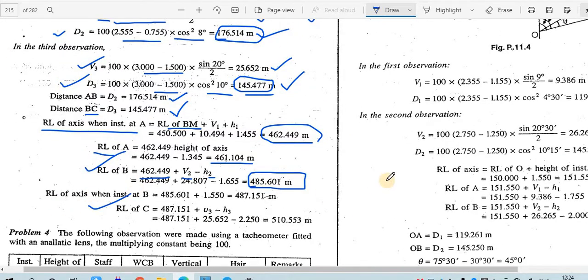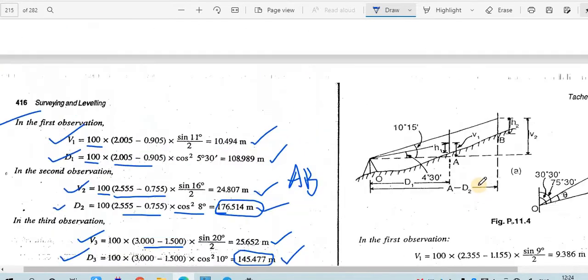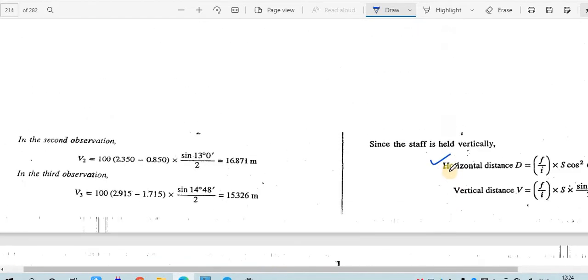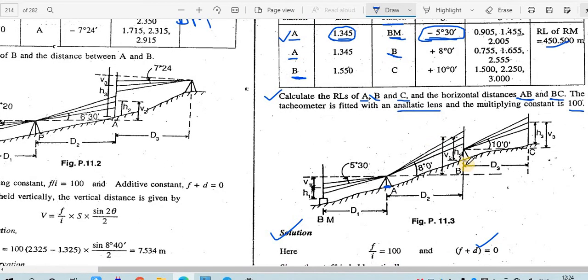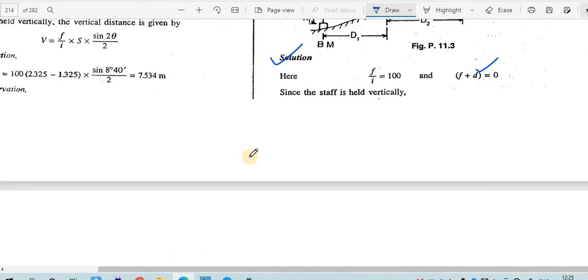And lastly, we need to calculate the RL of C. So how can you calculate RL of C? Where is RL of C? We have got the value of RL of B. Once we add the height of instrument, we will get the instrument axis level. So RL of B plus 1.550 will give you the instrument axis level, plus V3 minus H3 will give you the value of C.